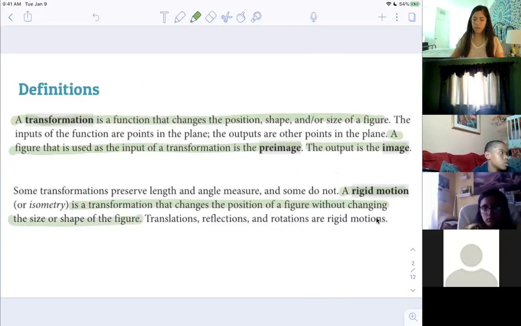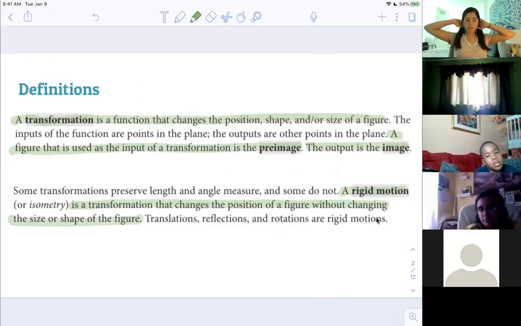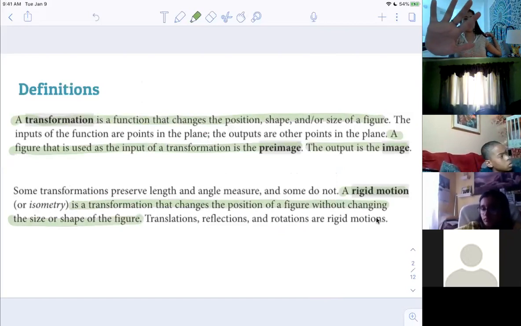Okay. That's a lot of stuff to write. So we've got 4 definitions. Take 5 minutes to write them down. Take 5 minutes, no more.